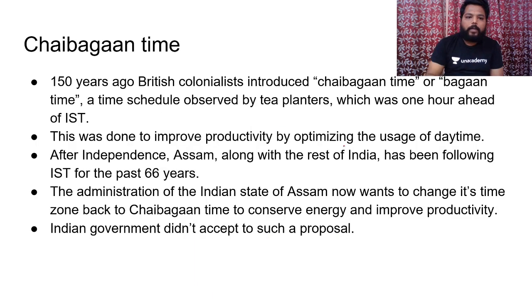Let's move further and see Chai Bagan time, which I have mentioned and which Indians wanted to re-establish. 150 years ago, British colonialists introduced Chai Bagan time, or Bagan time, a time schedule observed by the tea planters, which was 1 hour ahead of IST. This was done to improve productivity by optimizing the usage of daytime. So after independence, Assam along with the rest of India has been following IST for the past 66 years, but again the government wants to re-establish this Chai Bagan time.